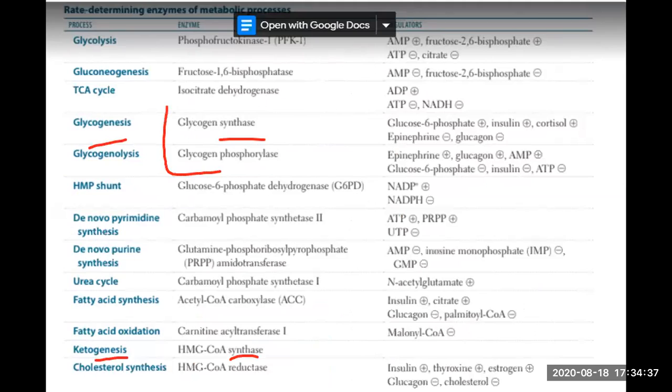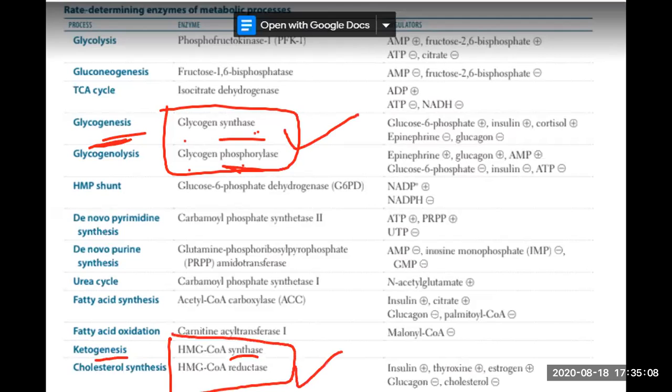The names are the same: glycogen synthase and glycogen phosphorylase. But the genesis one has synthase, the other one has phosphorylase. Even if you forget the concepts, or students panic in the exam, at that time you have to use your memory. You can use this memory that these enzymes have the same name, exactly the same, only the last words are different. Here you have glycogen synthase, here you have glycogen phosphorylase.